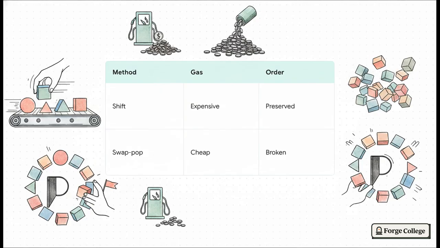You grab the very last item in the array, swap it into the empty space you just made in the middle, and then you just pop the end of the array. It's totally chaotic, it completely ruins your original order, but man, is it gas efficient, because you're only moving one single item. As an engineer, you've got to choose the pattern that fits what you're actually building.